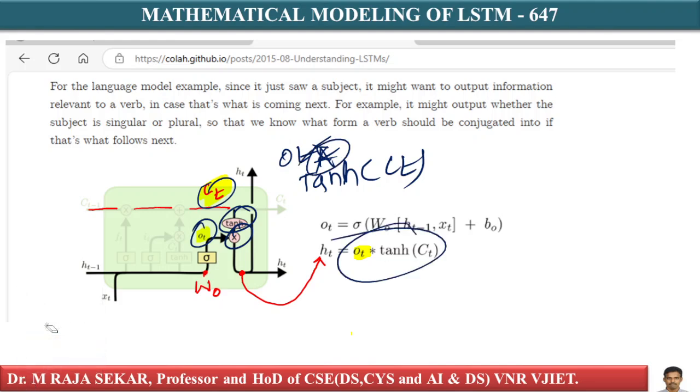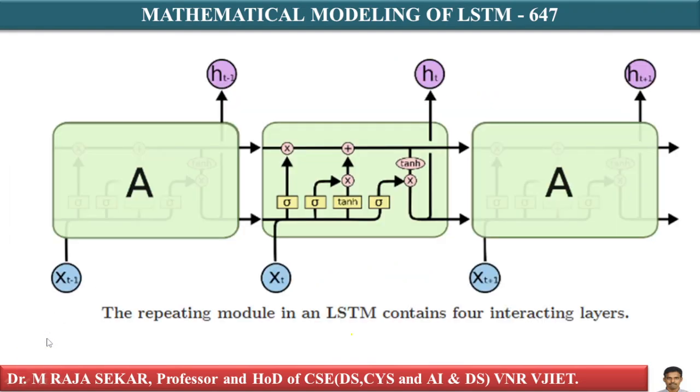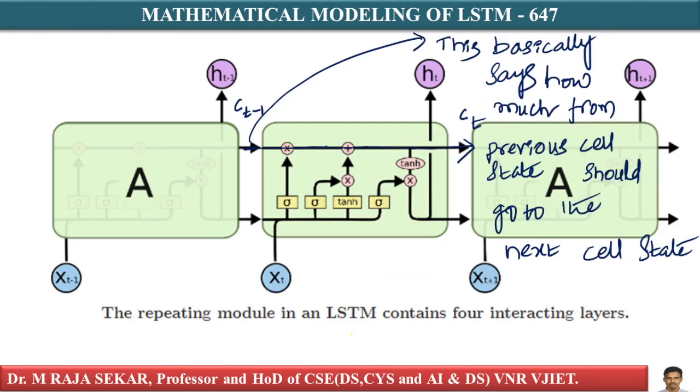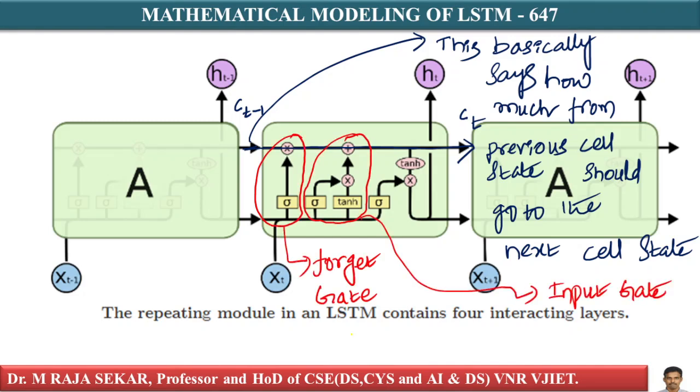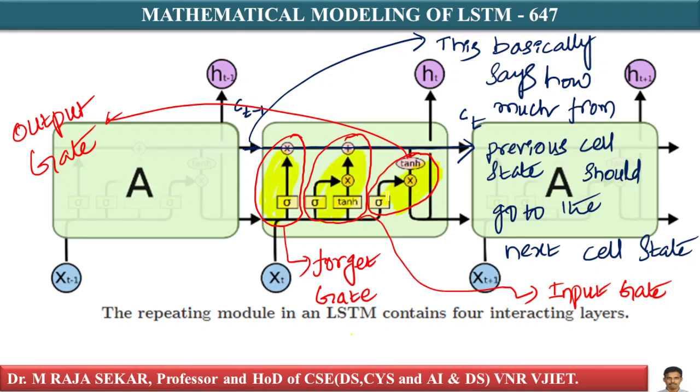Just go through this blog. This blog explains it so nicely. One must have some patience so that you can understand. This basically says how much from the previous cell state should go to the next cell state. This is known as the forget gate, this is known as the input gate, this is known as the output gate. I request all of you to try to understand this slide. This is the forget gate, this is the input gate, and this is the output gate, isn't it?